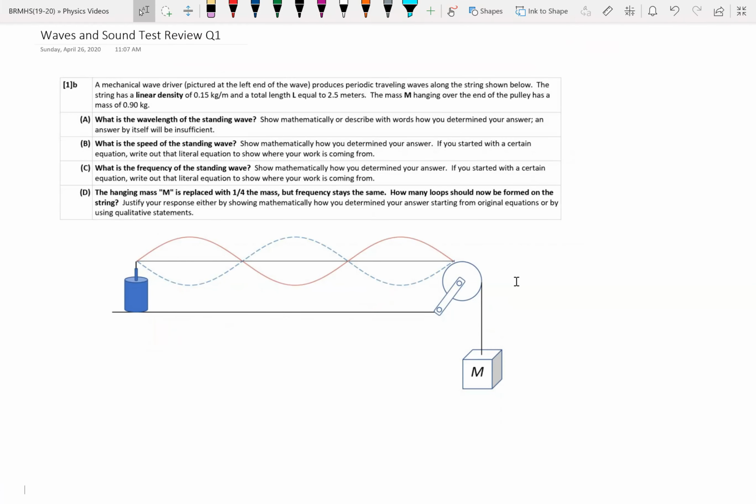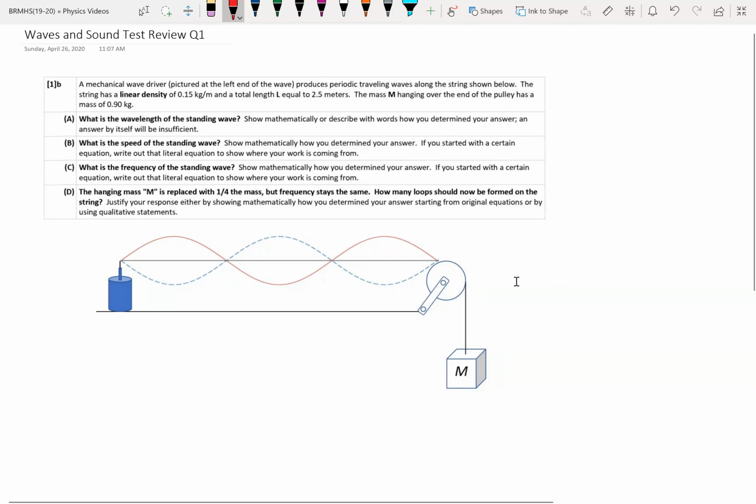All right, this one we're going to read through the question, list out the things that we know already to begin with, analyze our picture, answer our questions. So a mechanical wave driver pictured at the left end of the wave, that's my blue thing that I've drawn there. That's the thing producing the wave, produces periodic traveling waves along the string shown below.